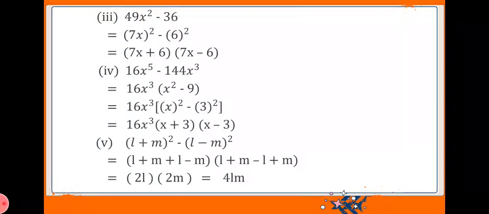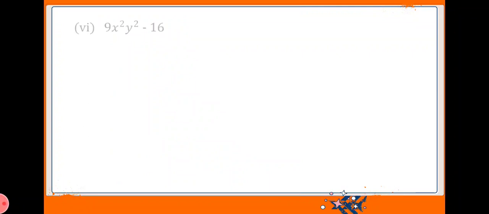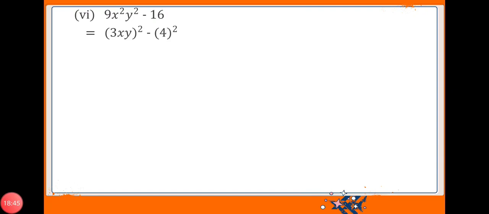Next, question number 6: 9x square y square minus 16. Again you can see the first term is the perfect square of 3xy and the second term is the perfect square of 4. That is equal to (3xy) whole square minus 4 square. That is equal to, one time we have to add and one time we have to subtract, (3xy plus 4) into (3xy minus 4).